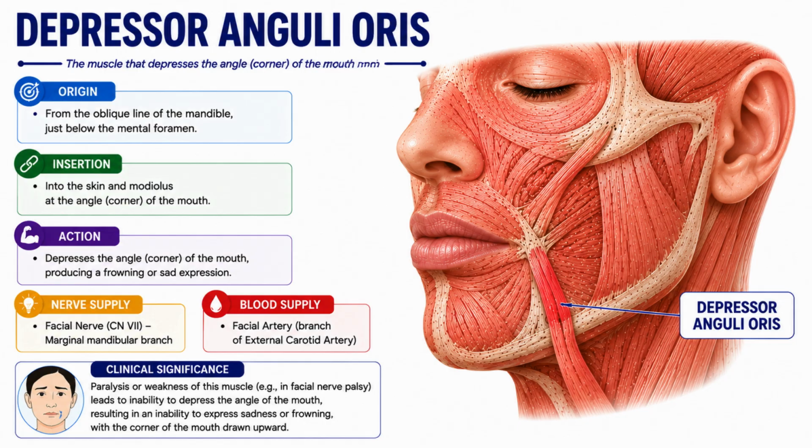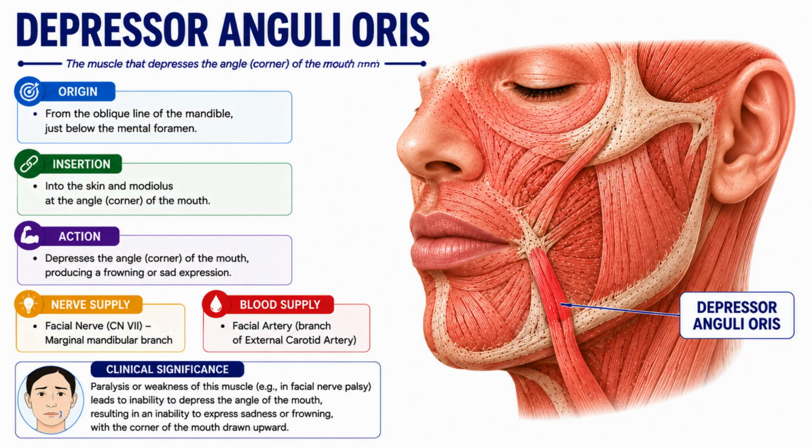Next one is the depressor anguli oris muscle. It is a small triangle shaped facial muscle. It is present on either side of the chin. It gets its origin from the oblique line of the mandible just below the mental foramen, and gets inserted into the angle of the mouth. Its main actions are it depresses the angle of the mouth and produces a frowning or sad expression.